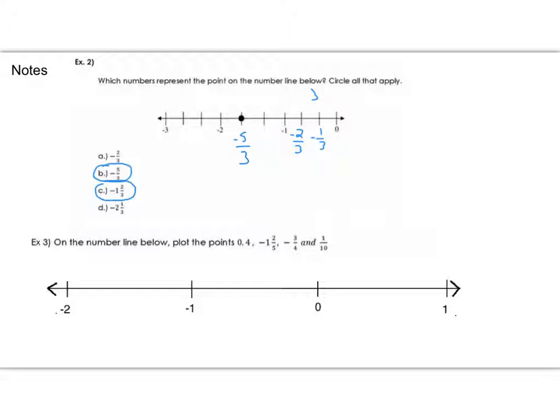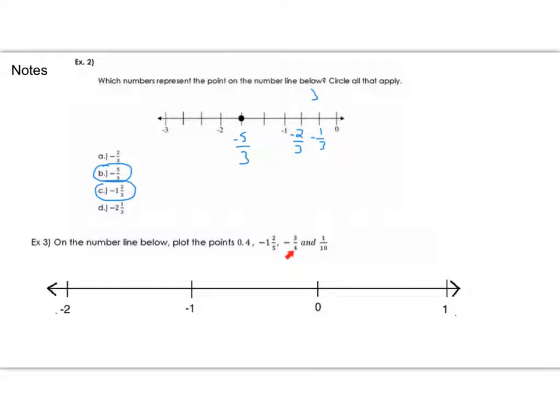All right, let's take a look at example number 3. On the number line below, plot the points. And so this is a tricky problem because we have lots of different denominators. We have tenths we have to deal with. We have 5, we have 4. There's another tenth, that'll be good. So I'm going to think about how I want to do this.